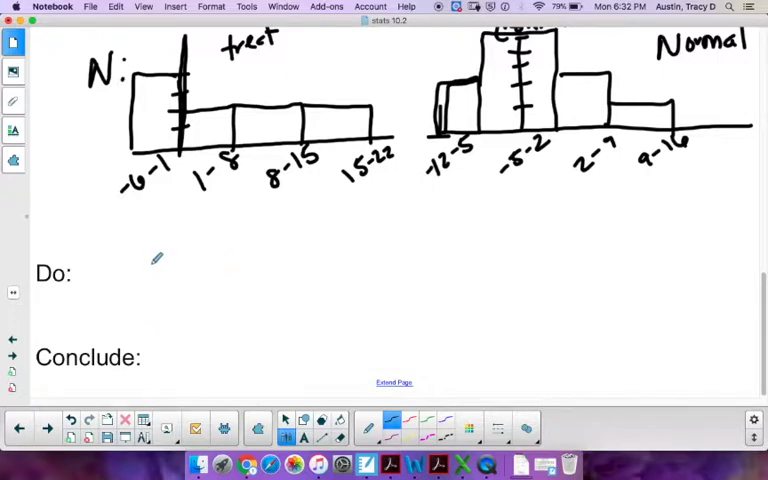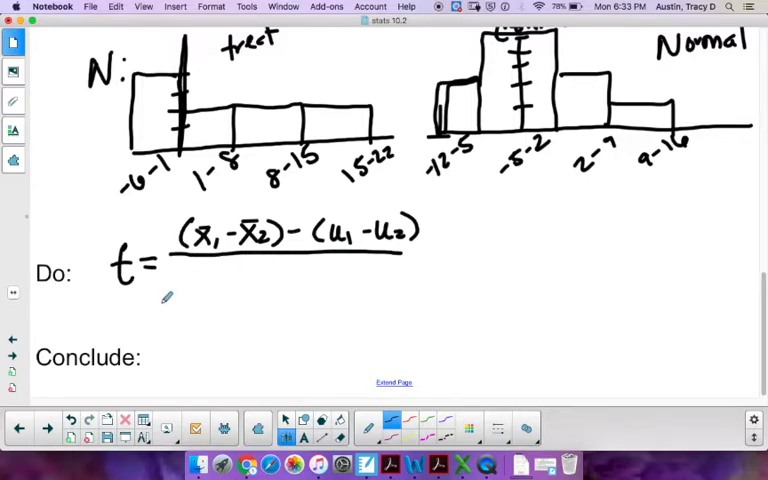Okay, so the do. All right, so the do, as far as the formula, same thing that you've been doing. It's basically a probability test, and it's t equals rather. What you should be subtracting would be your sample means minus your population means divided by that really big square root that we talked about yesterday. And that's going to be s of x1 divided by n1 squared plus s of x2 squared divided by n2. All right.